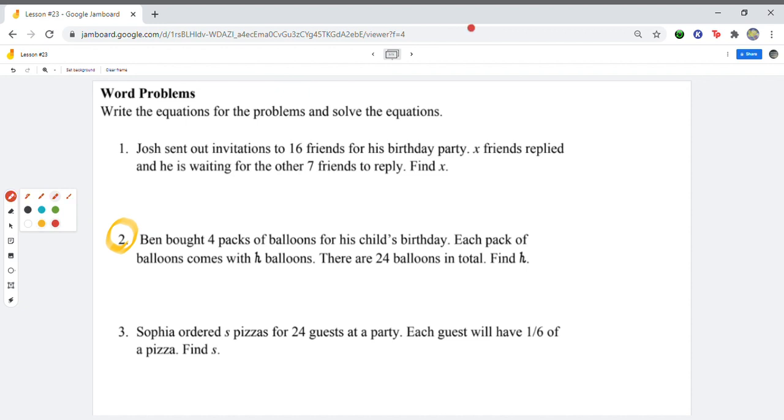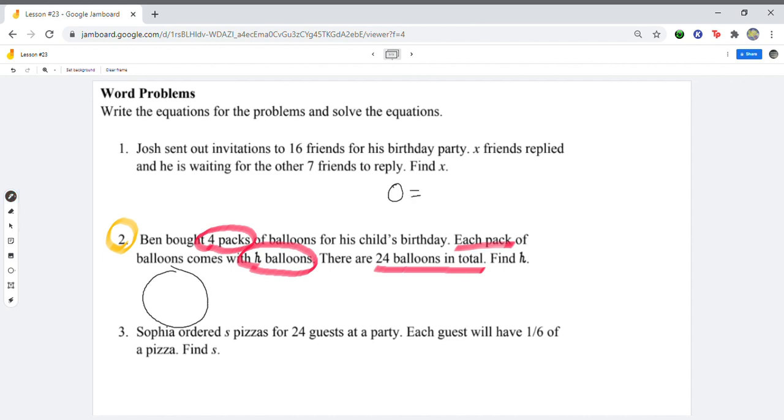So we see that 4 packs of balloons, okay, so there's 4 packs of balloons, and each pack comes with H balloons, and there's 24 balloons in total. So I'm just going to give a visual representation of how this looks. So I'm going to represent circles as packs, as one pack. So since we have 4 packs, I'm going to draw 4 circles over here.